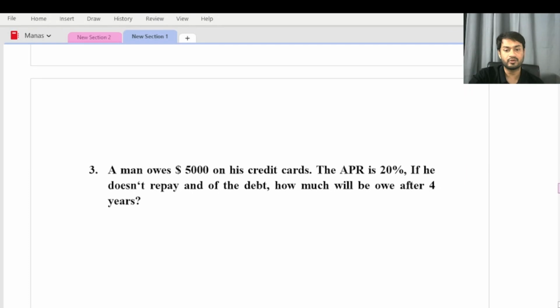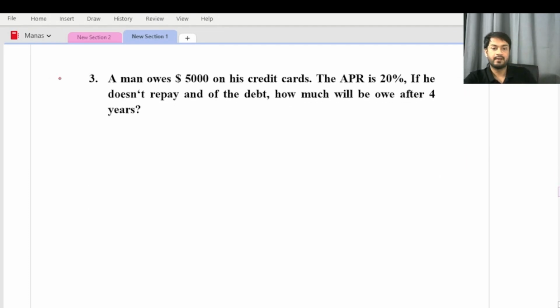Okay, let's do one more question. Now there is a man who owes $5,000. So the principal amount will be $5,000, and APR means just the rate of interest. So rate of interest will be 20%, and if he doesn't repay the loan or the debt, how much will he owe after 4 years? So you need to find the total amount. Okay, so time will be equal to 4 years, right?